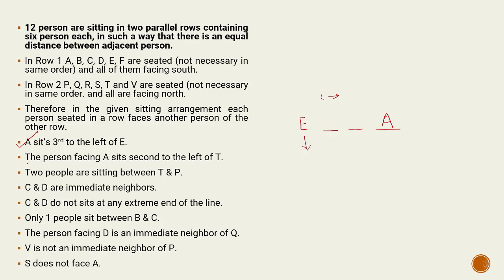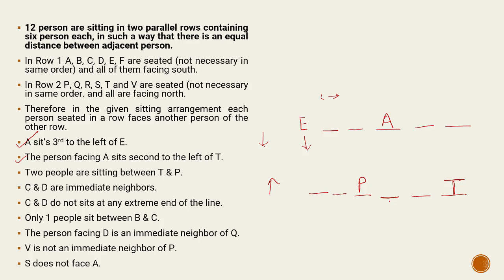The person facing A sits second to the left of T. The people in row 2 are facing north. That means if this is the person facing A, he should be second to the left of T, giving me the position of T as this. Now we know there are 6 persons in each row. This row is facing north and this row is facing south. 2 people are sitting between T and P. That's where we should place P.